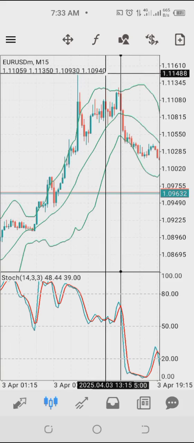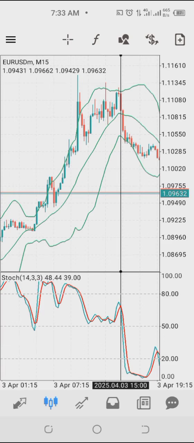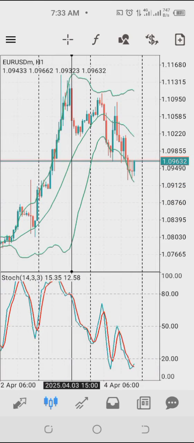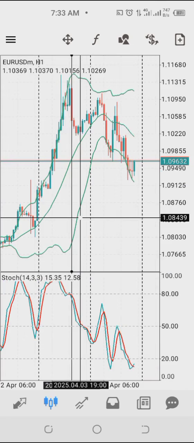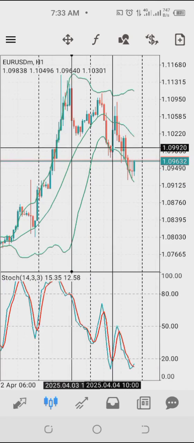Okay, the high that was created. And then what would your take profit be? Very simple. For your take profit, just wait for price to drop to touch the lower Bollinger Band on the H1 time frame. Okay, on the H1 time frame. That is very, very simple.